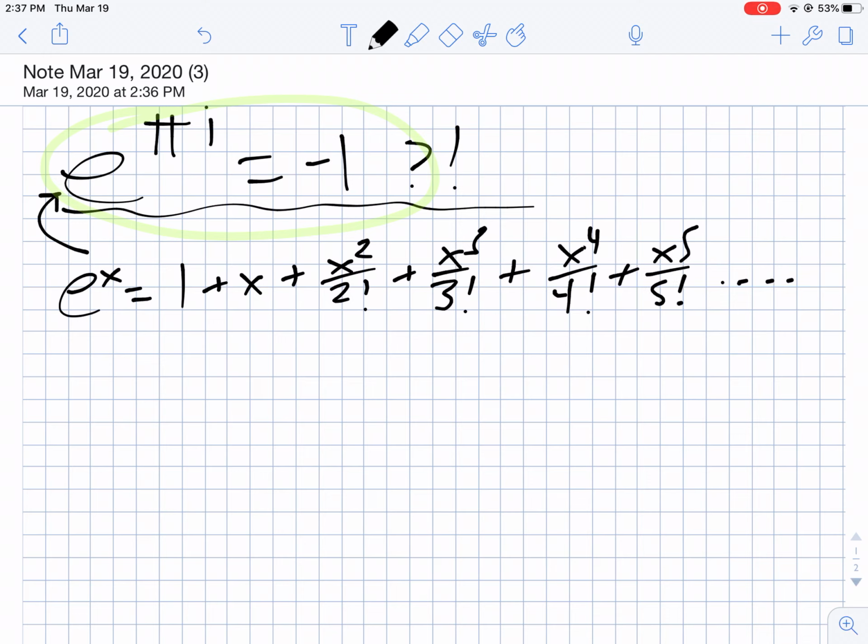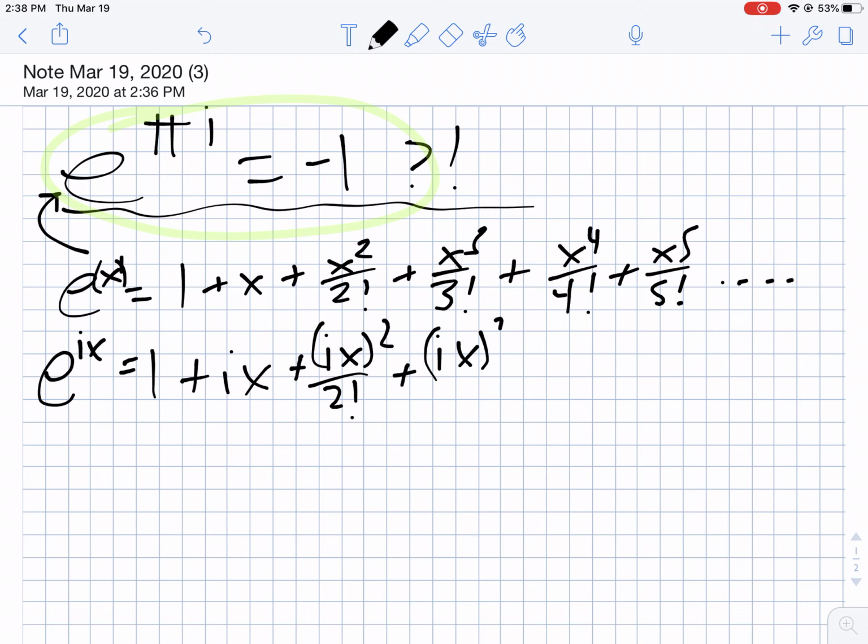Okay, so a lot of kids have been wondering, why can't we just use imaginary numbers? So instead of doing e to the x, why don't we do e to the ix? So we're going to replace all the x's with an ix, so it becomes 1 plus ix plus (ix) squared over 2 factorial plus (ix) cubed over 3 factorial and so forth.